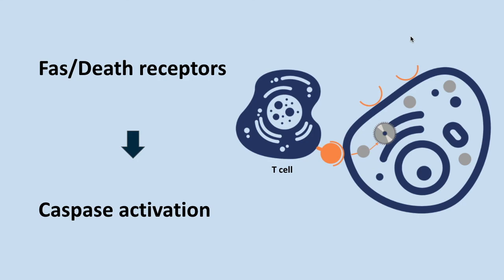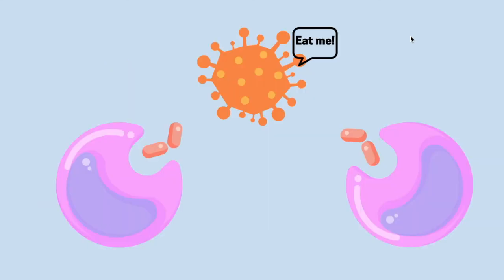Now, once this death receptor is bound externally, it will start to activate caspases within the cell, which will again go down the same cascade that occurred within the mitochondrial pathway. They'll amplify each other and start to break down the cell contents, which again get packaged up into these apoptotic bodies for phagocytosis by surrounding immune cells.